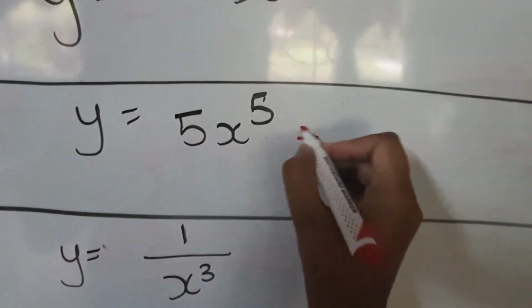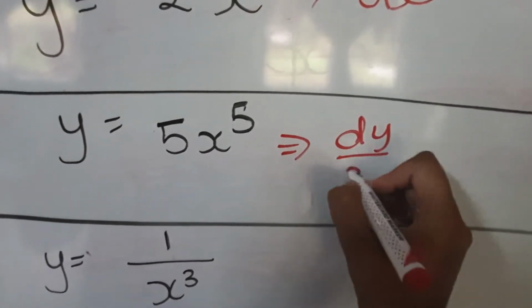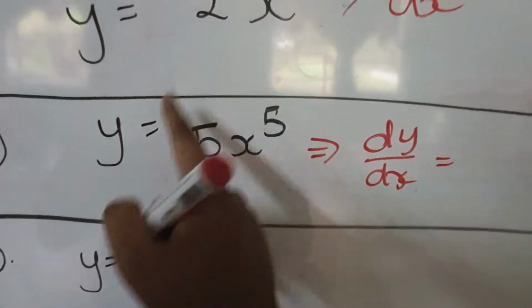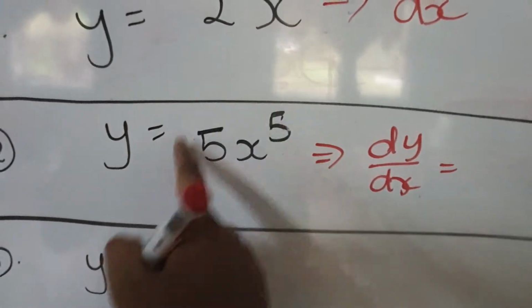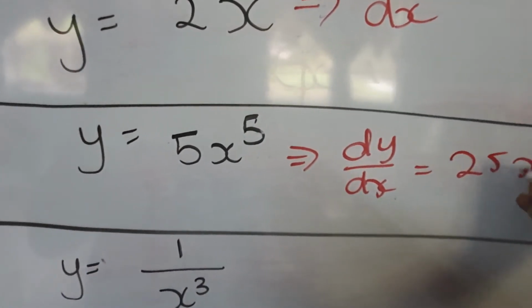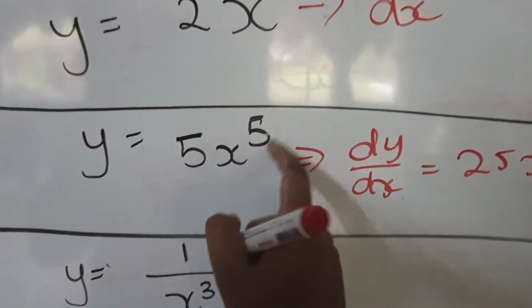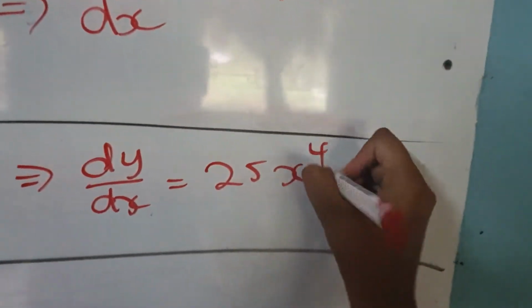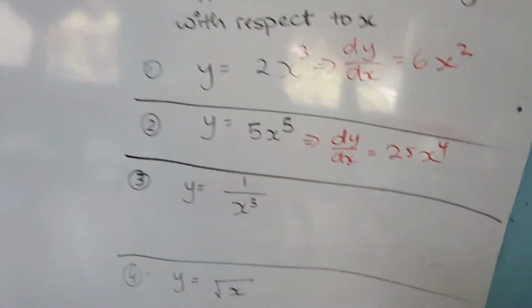Right, so dy dx, take this, bring it down and multiply by the number in front, so 5 by 5 is 25. x, reduce this by 1, take away 1 from 5, you're going to get what? You get 4. And that's it.